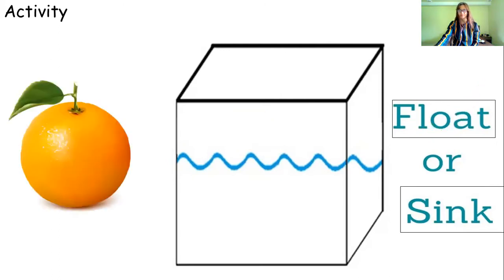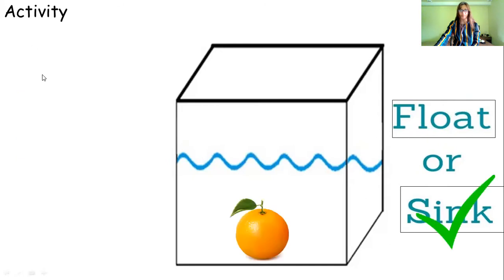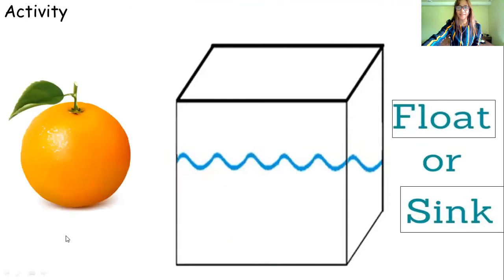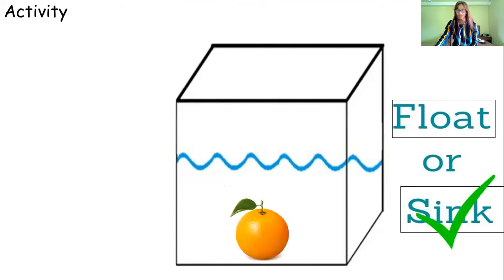Next. Okay, what's this? It's an orange. Yes. What do you think will happen to the orange if I put it in a jar with water? Do you think it will float or sink? What is your answer? Sink. Okay, let's check. Very good. The answer is sink. Good job. Okay, let's say it one more time.